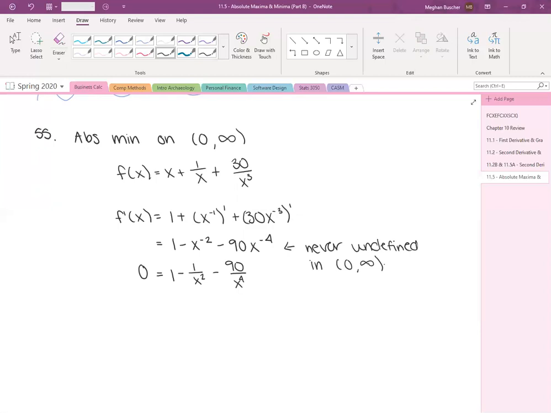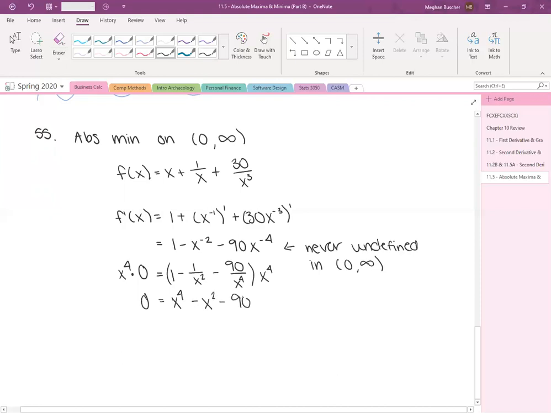Okay, so as this function is written now, there's not a clear way to solve for it. But since we have now set the derivative equal to a value, we can manipulate this in any way we want. And the easiest thing to do would be to get rid of these denominators. We can do that by multiplying both sides by the largest denominator, which is x to the 4th. Anytime we multiply something by 0, we're just left with 0, so we still end up with something really nice to work with on the left-hand side. So then we get x to the 4th minus x squared minus 90.